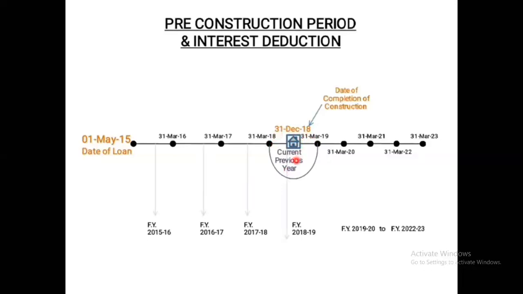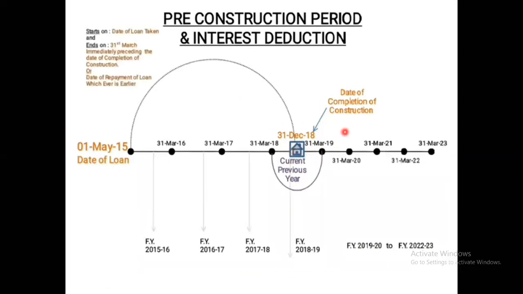Now, as we have learned earlier, the pre-construction period commences from the date of borrowing of loan and ends on 31st of March, immediately preceding the date of completion of construction, or the date of repayment of loan, whichever is earlier. So therefore, in case 1, you can see that our pre-construction period will start from the date of the loan being taken, which is on 1st May 2015, and it will end on 31st of March 2018, which is immediately preceding the date of completion of construction, or the date of repayment of loan, whichever is earlier.